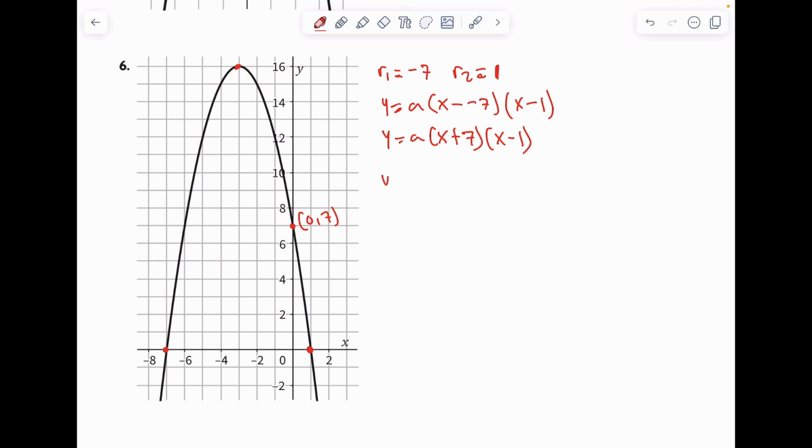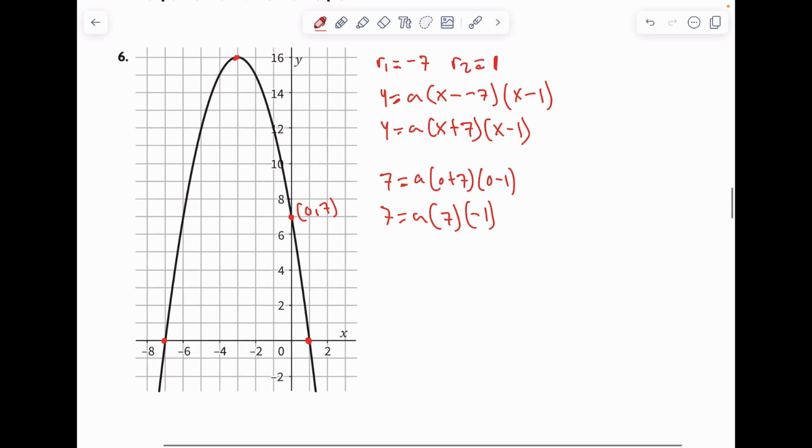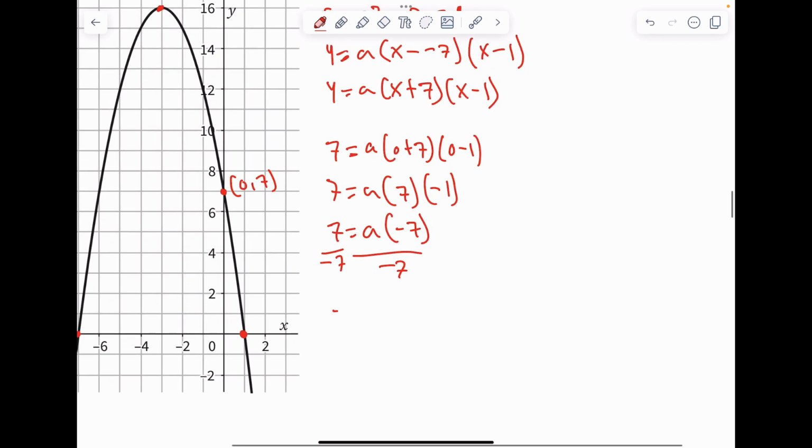Okay, so I have that y is equal to 7, because I know that that's y. y is equal to a times (0 plus 7)(0 minus 1). So I get 7 is equal to a times 7 times -1. I get 7 is equal to a times -7. Divide this out, and I get that a is equal to -1.